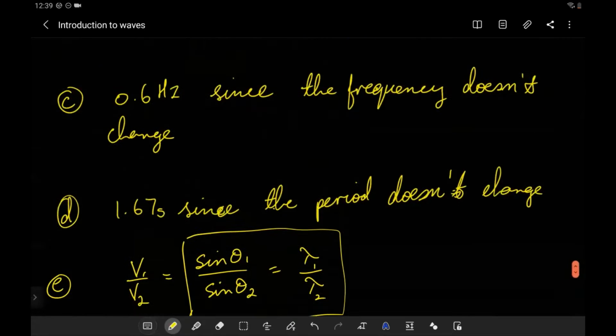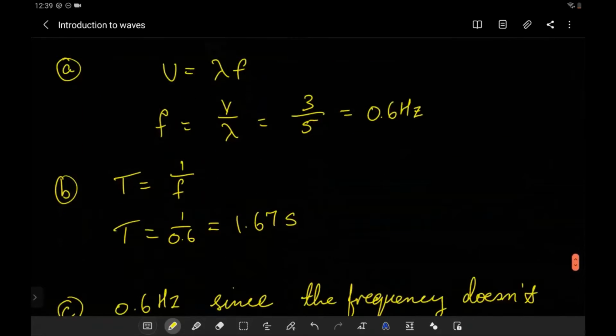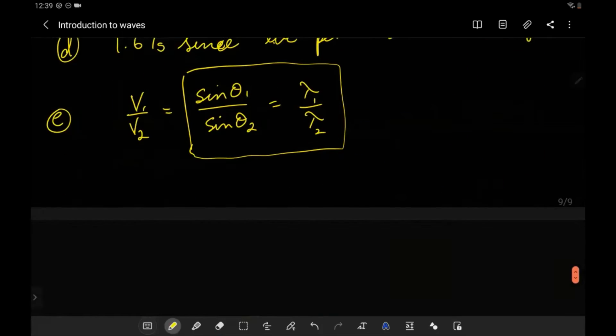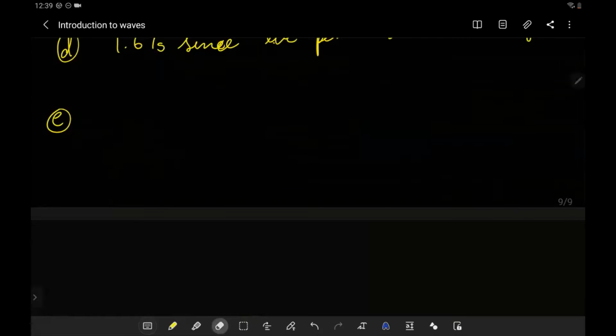Wait, did I miss something? Part E is the speed at which it is traveling over the wave. So we have V1 over V2 is equal to lambda 1 over lambda 2. We can use this one because we are given the wavelength in both scenarios.